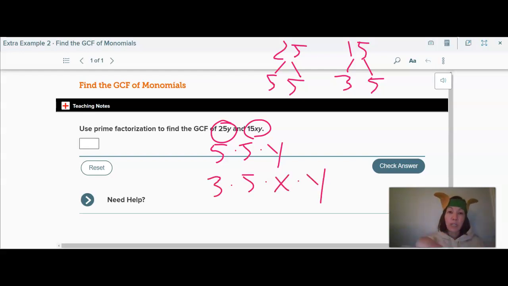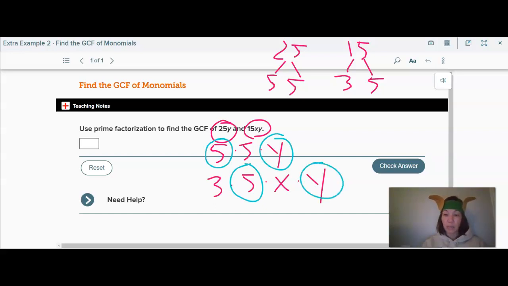So now if you look here, what do these have in common? They each have a 5, and they each have a y. Is there anything else in common? Nope. So the answer, the greatest common factor of these two monomials is 5y. So you guys try on the middle of page 261. There's another check problem for you to do, and we will stop there for today.